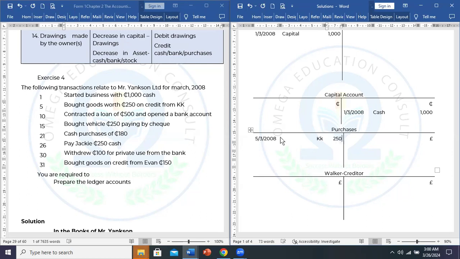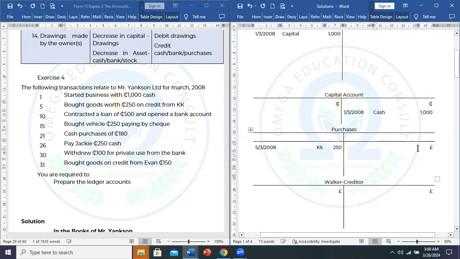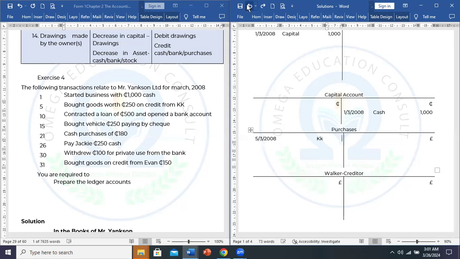I think my currency has not been put there on top of the amount column. So let me do that. Let me do this entry again. So let me put my currency here, which is cedi. If you use the wrong currency, the examiner or the marker can penalize you. So always use the right currency.